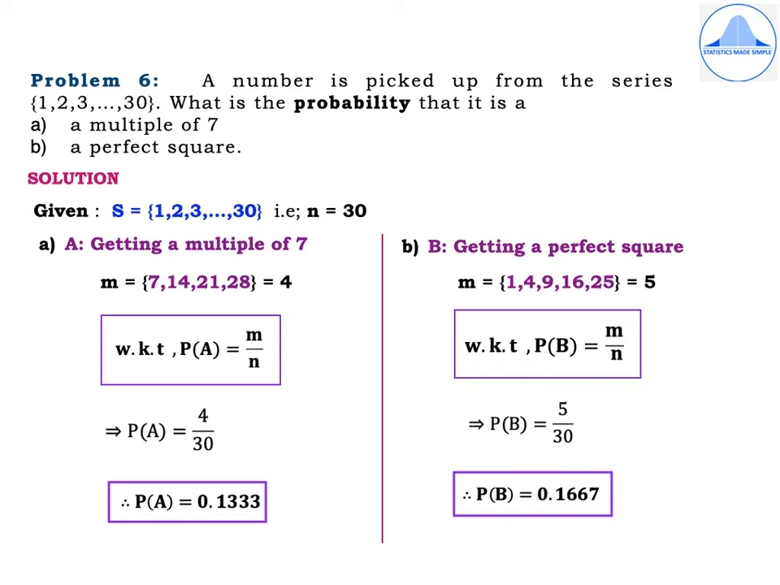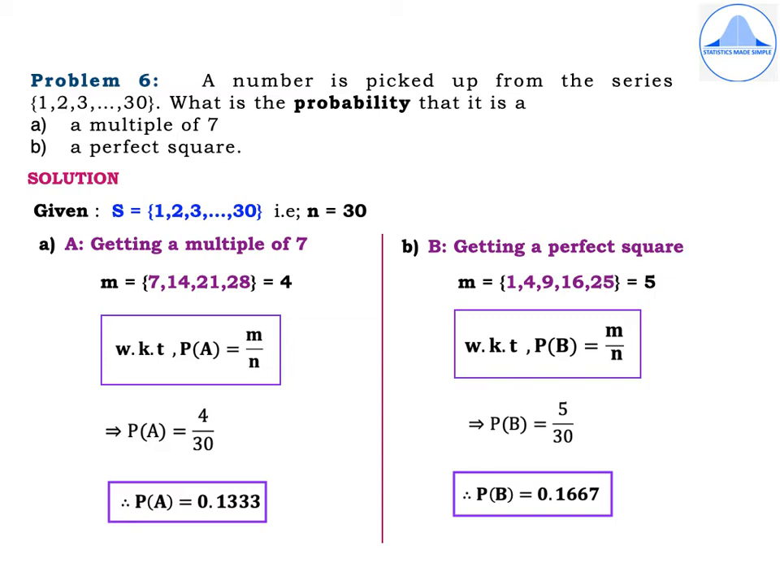Second subdivision, define the event B as getting a perfect square. Let us now find out what are the favorable outcomes for event B. Take the first number in the sample space, which is 1, and you square 1, you get 1, which lies in the sample space. Similarly, when you take the number 2 and square it, we get 4, which also lies in the sample space. Similarly, 3 square is 9, and 4 square is 16, and 5 square is 25, which all lie within the sample space.